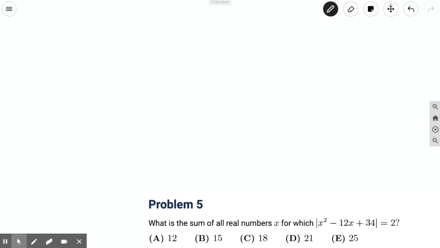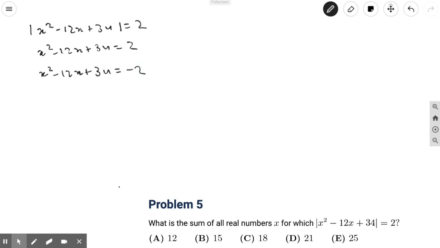Now moving on to problem number 5, which is what is the sum of all real numbers for which the absolute value of x squared minus 12x plus 34 is equal to 2. Now, since it's an absolute value, we can rewrite this as two equations. X squared minus 12x plus 34 is equal to 2, and x squared minus 12x plus 34 is equal to negative 2. This is because we won't know if the expression is positive or negative, so it can either equal positive 2 or negative 2.